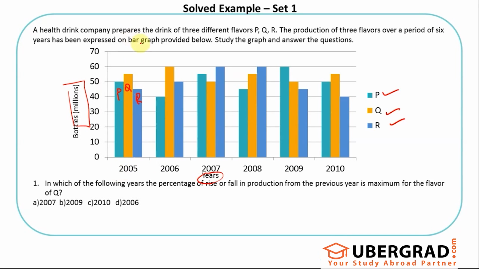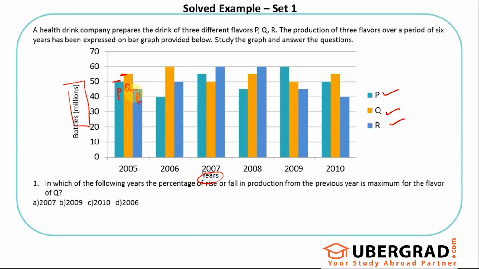How many bottles of flavor P were produced in 2005? 50. In 2005, Q flavor is 55, R is 45. That's how I read it. Now I hope you understood it. Which of the following years is the percentage of rise or fall in production from the previous year maximum for the flavor Q? So I just need to focus on flavor Q.